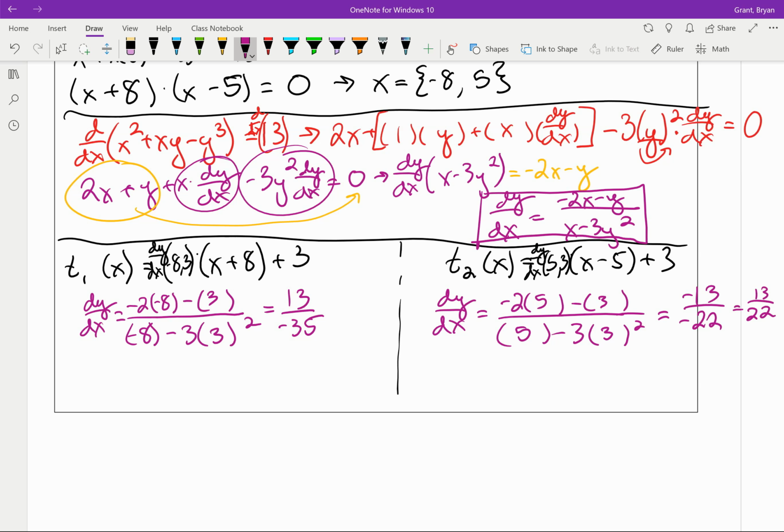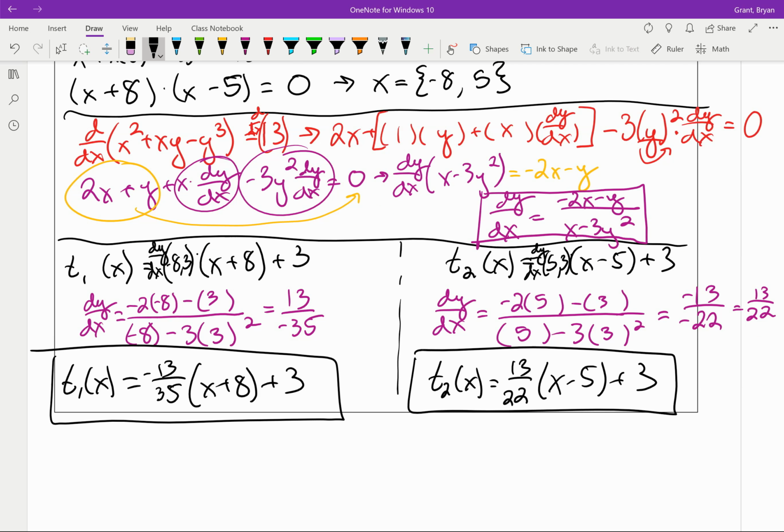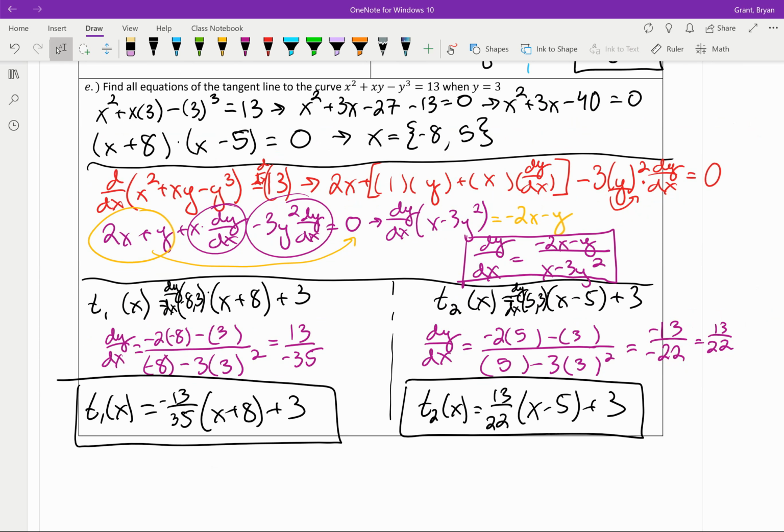So now I think we have enough to finish our tangent line. My first tangent line, again, has that gorgeous slope of negative 13/35 times x plus 8 plus 3. Awesome. And my second tangent line has the slope positive 13/22 times x minus 5 plus 3. So tons and tons and tons of work there, but still very doable. Kind of cool having two different tangent lines here.